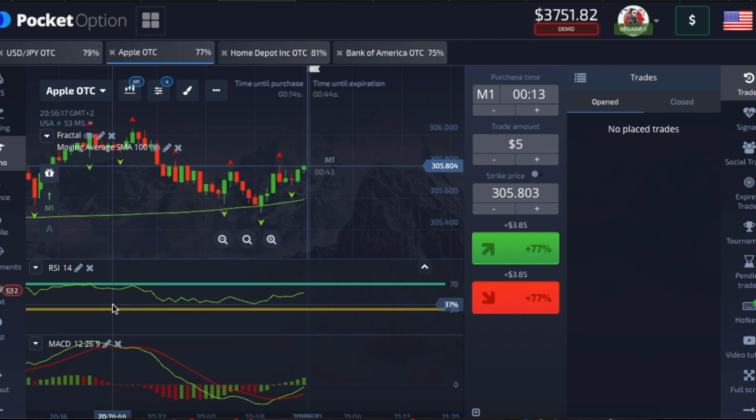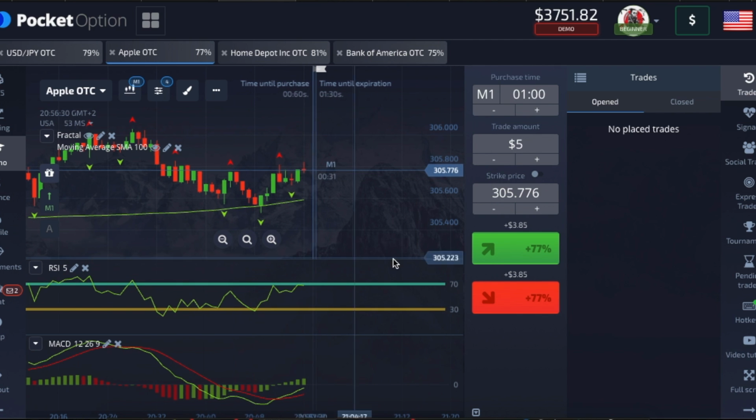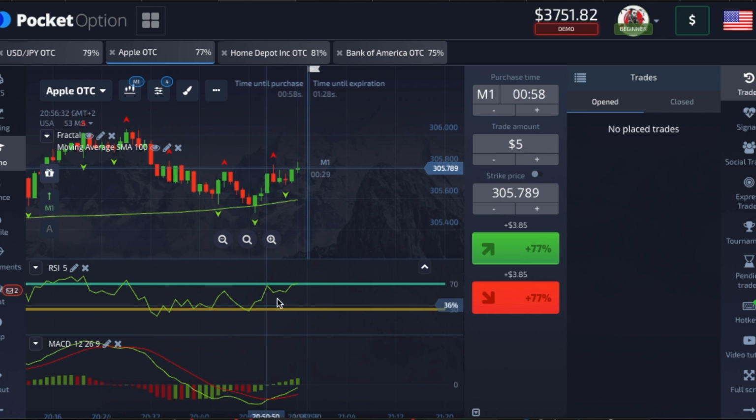Now, as usual, if it's over the 70, price has got to go down, it's going to drop. So if it's overbought, it's going to be up here. If it's oversold, it's going to be down here. And the indicators, like I explained the last time, the green basically is telling you that you need to go up on your trade. The red is telling you that you need to go down on your trade.